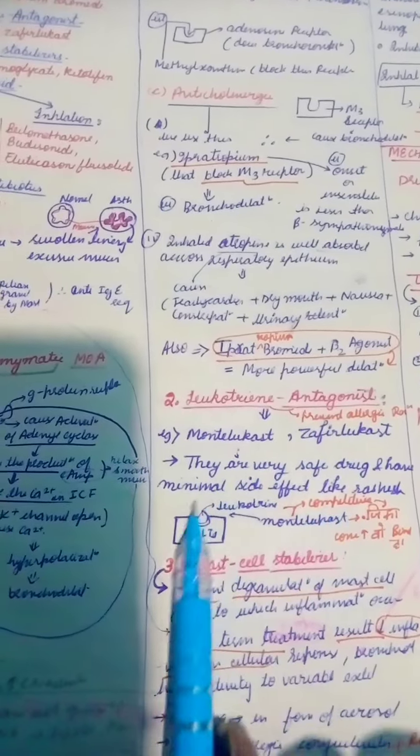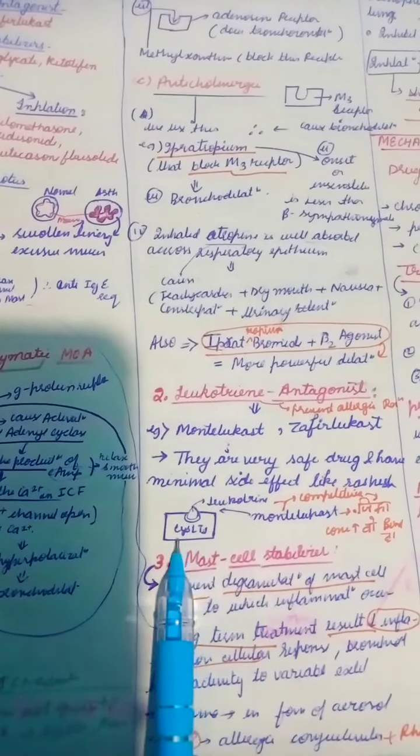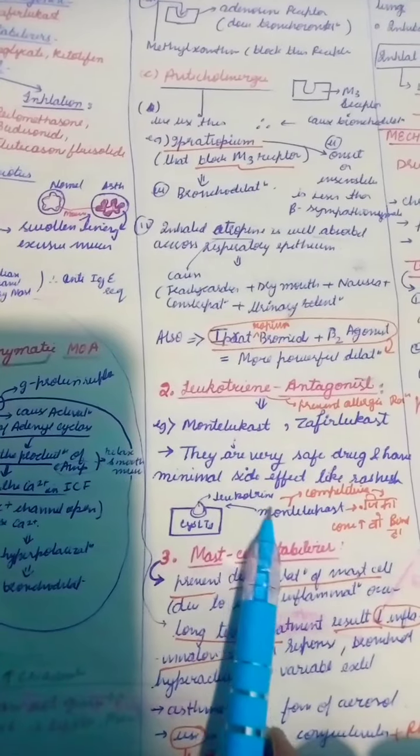Second is leukotriene antagonist. It prevents the allergic reactions and all. For example, in this receptor, the leukotriene and these act as competitive to each other.